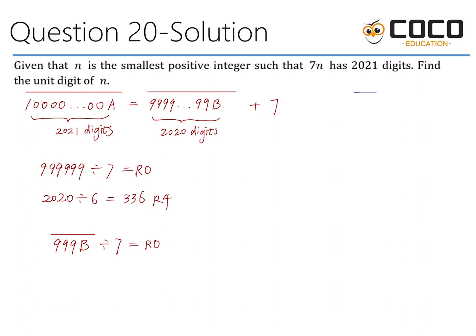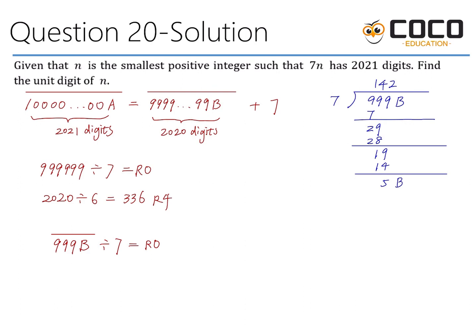Okay, so now let's look for the value of B. So 9 divided by 7, remainder 2. Okay, then 29 divided by 7, this 4 times 7, 28, so remainder 1. 19 divided by 7, this is 2 times 7, 14, remainder 5. Then we get a 5B here. So there's no remainder in the end, so it has to be 7 times 8, 56. This equals to remainder 0, so means B equals to 6.